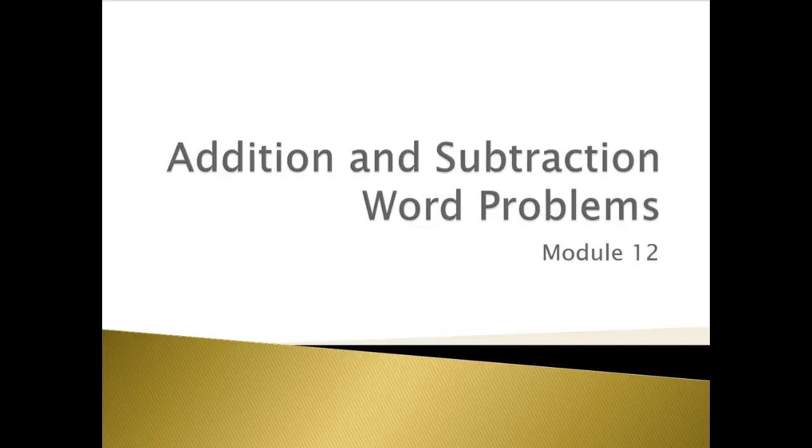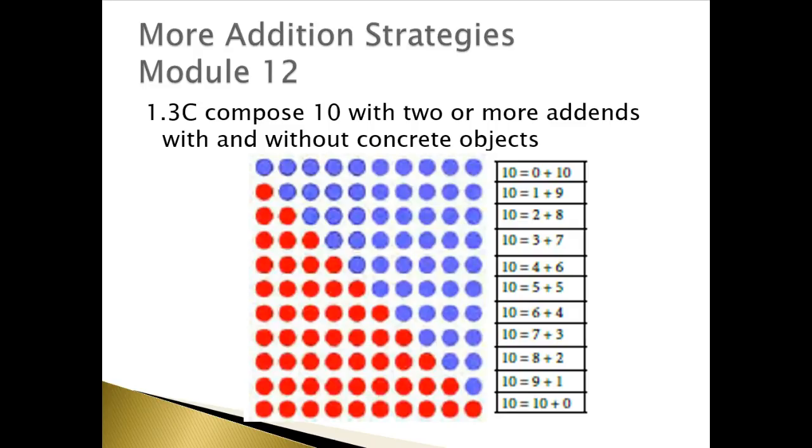Addition and subtraction problems for Module 12, you can see 1.3c says to compose 10 with 2 or more addends, with and without concrete objects. So here's an example of using two-sided counters to show the different ways to add 10 or compose 10.